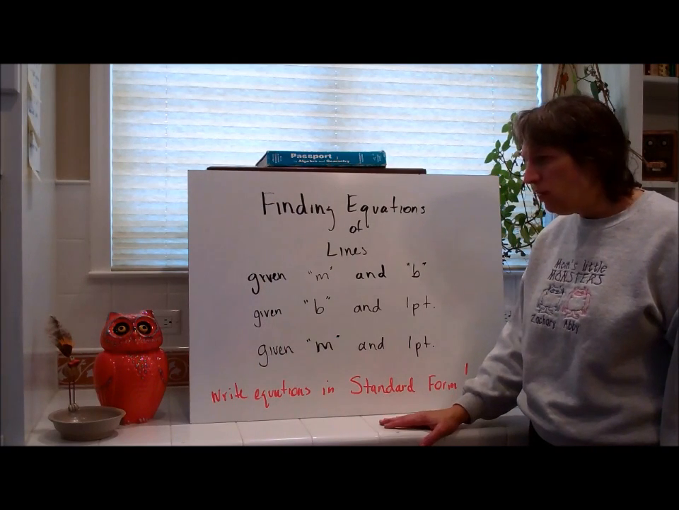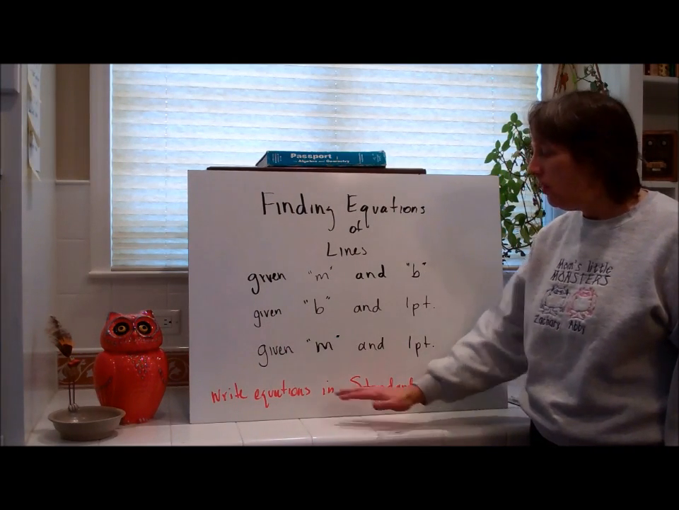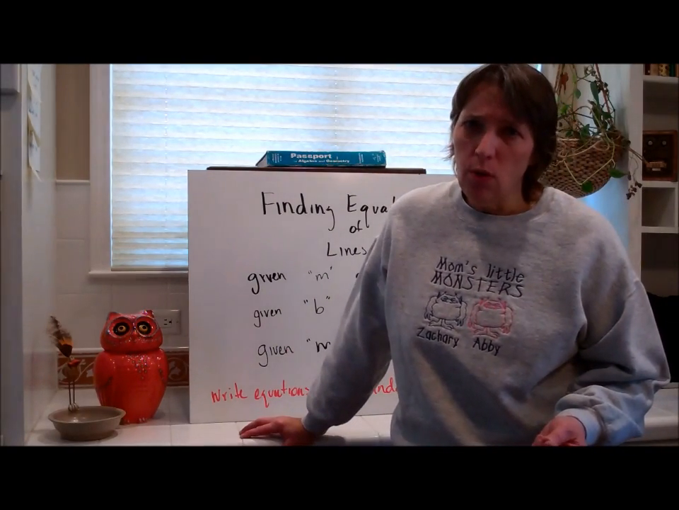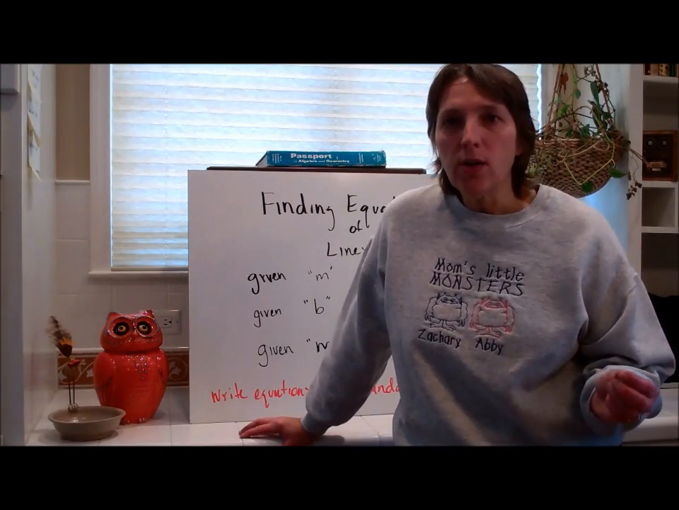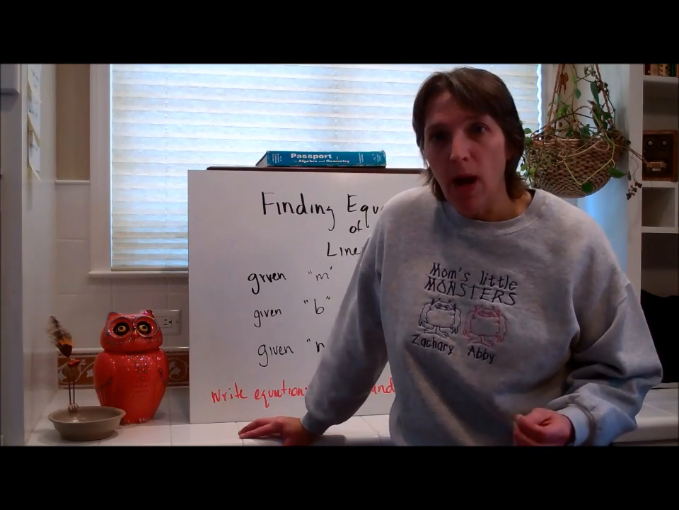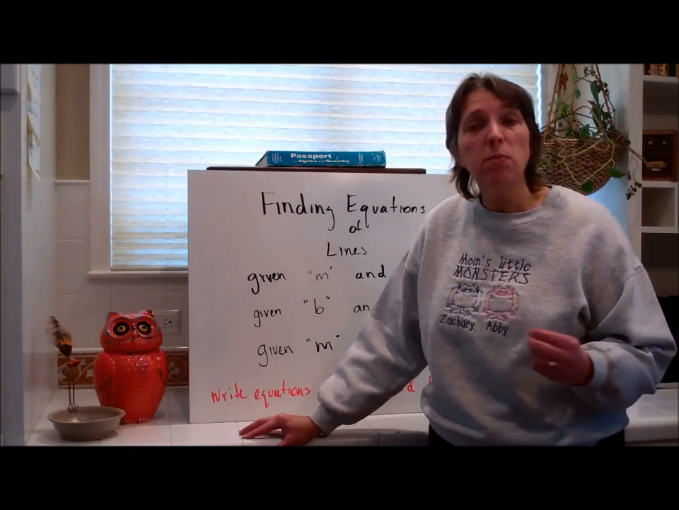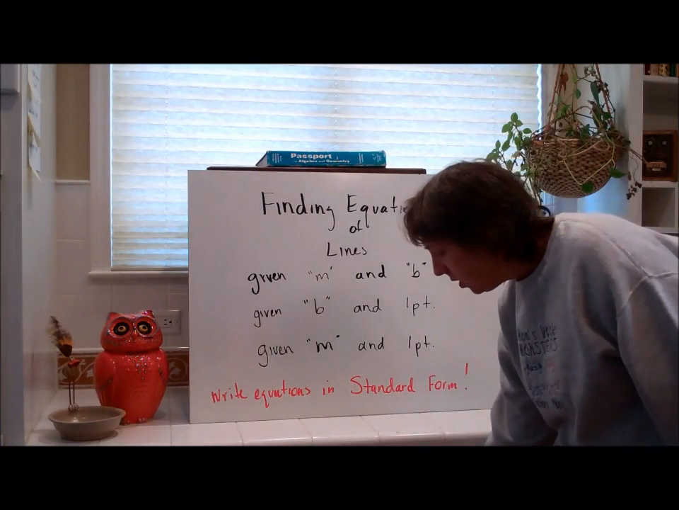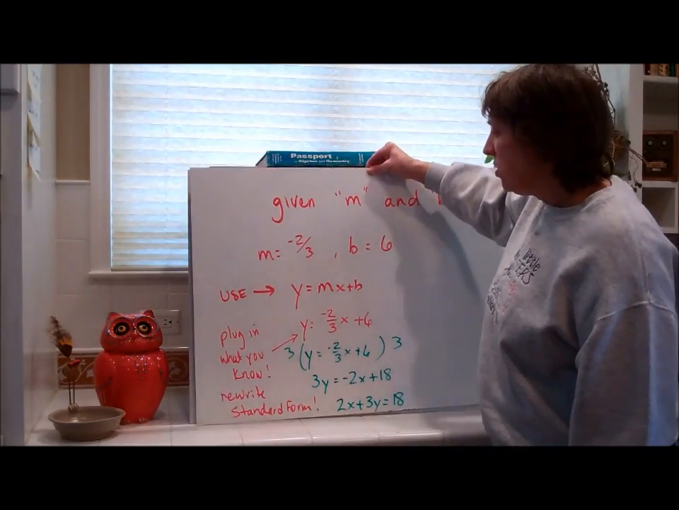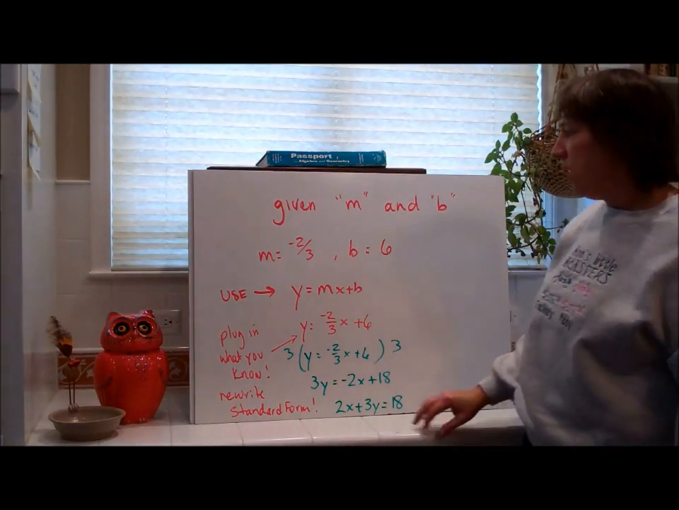Remember, when you write your final answer of the equation, it must always be in standard form. And what are the rules of standard form of an equation? No fractions, and the a, or the coefficient of x, must be positive, and it should be written in ax plus by equals c. So let's move on to the first example, where you're given the slope and the y-intercept.